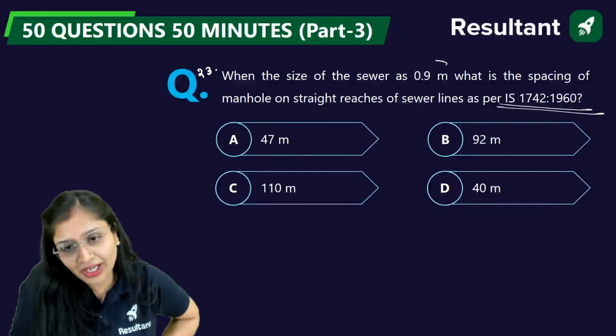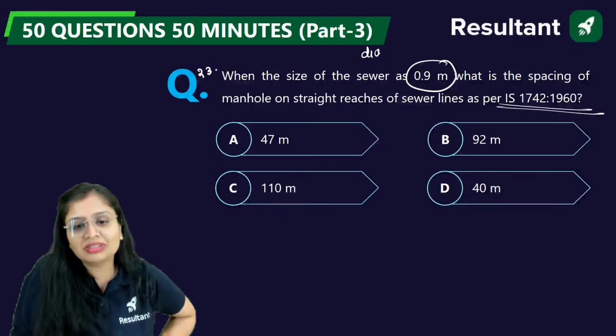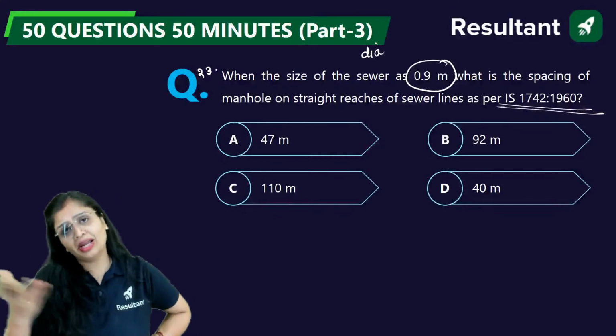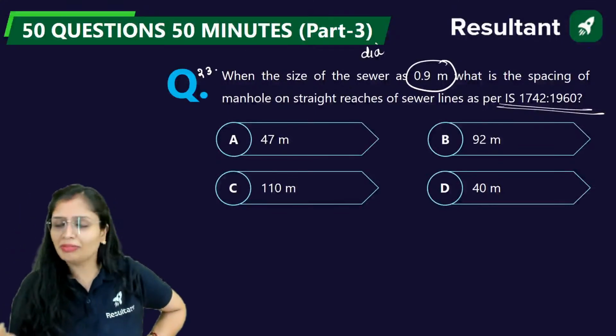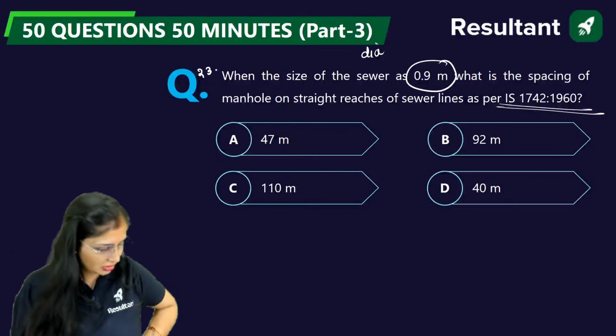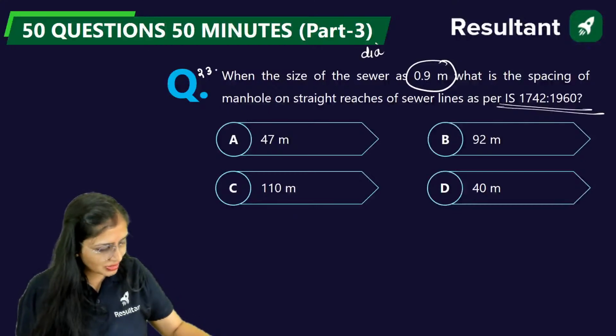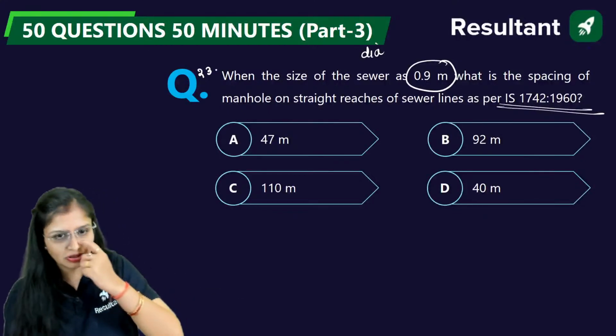Size of sewer is 0.9 meter. That means by default you should know what size means. Is it talking about diameter or is it talking about radius? If it is telling you size of the sewer, basically it is telling you about the diameter. Okay, so it is very obvious that it is talking about the diameter. Come on, tell me the answer.